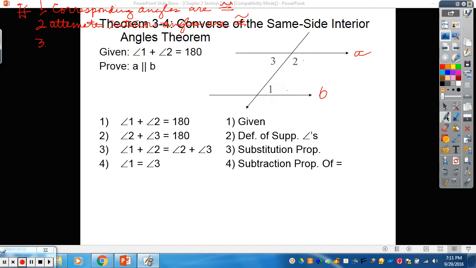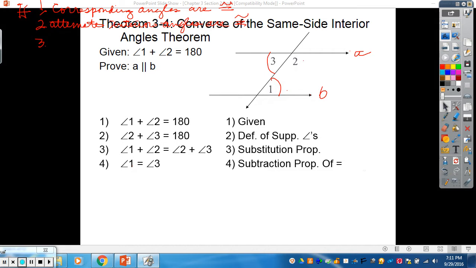Now we're in business. If I know angle 1 is congruent to angle 3, and I think back to the theorem that we just proved, which was that if alternate interior angles are congruent, the lines are parallel, I can now say, you know what? I now know that these two lines are going to be parallel to each other.